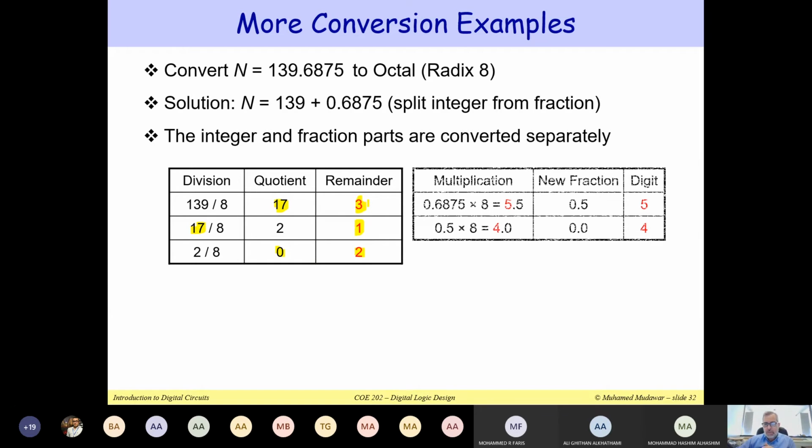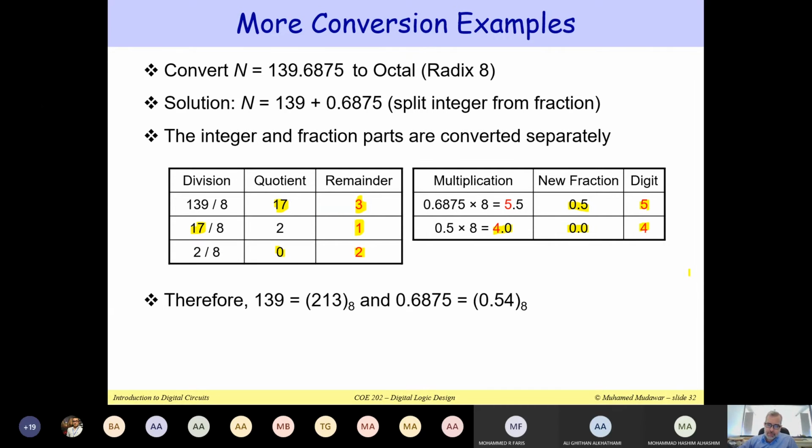Okay. Now what we have to do is the fraction part. We take the 0.6875 and multiply it by 8. When we multiply it by 8, we get 5.5. Now 5 here is my first digit in the fraction. We take the 0.5 and multiply it again by 8, we get 4.0. So 4 is my second digit in the fraction. Now the new fraction becomes 0.0, so we stop when the new fraction becomes 0.0. If the fraction is not 0.0, then we have to continue multiplying by 8 until we reach 0.0, or we have sufficient digits in the fraction.